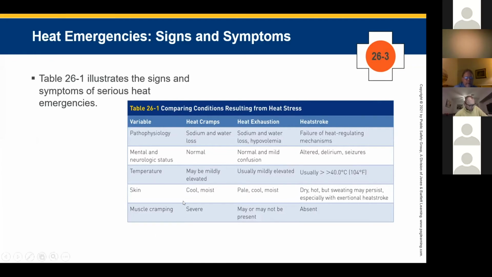What happens to the skin? Well, with heat cramps, you're still sweating. So what do you think happens to the brain? Starting to get a little fatigued as far as the brain goes. Okay. All right. So would you see this in runners? Sure. Okay. How about heat exhaustion?